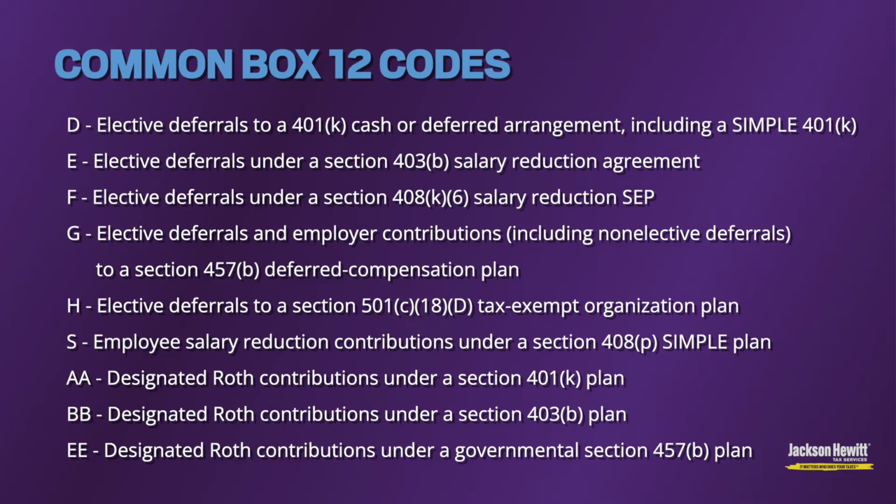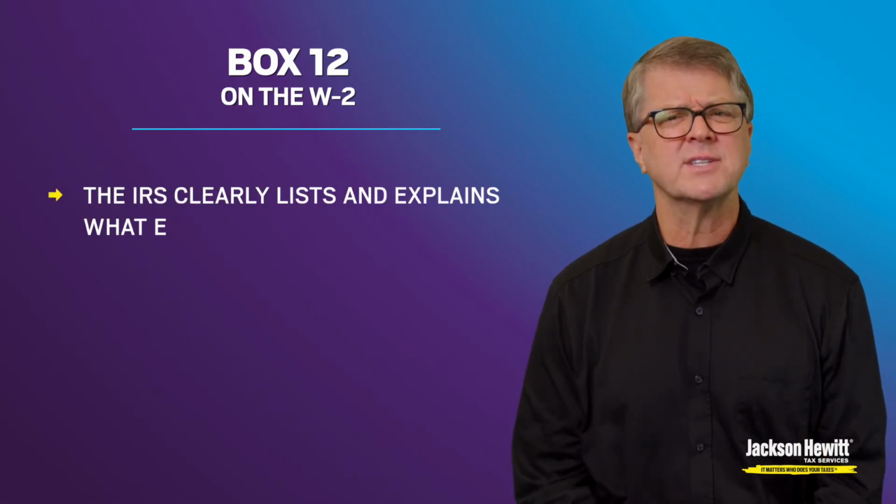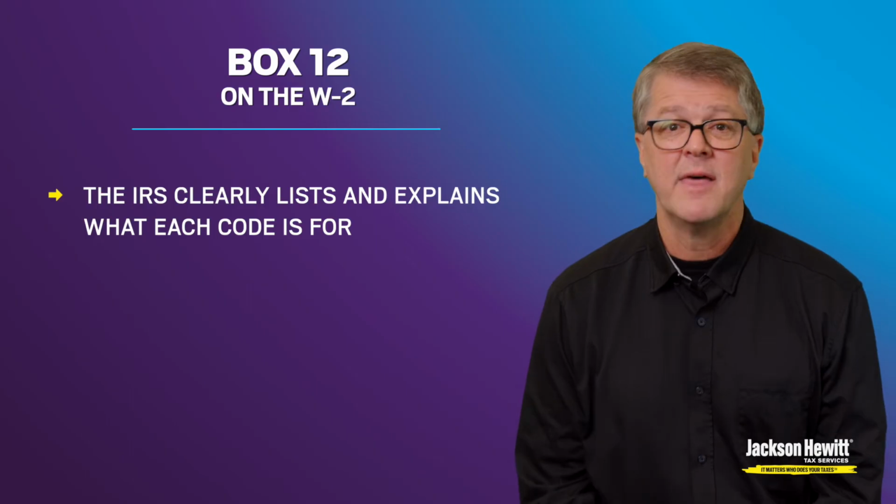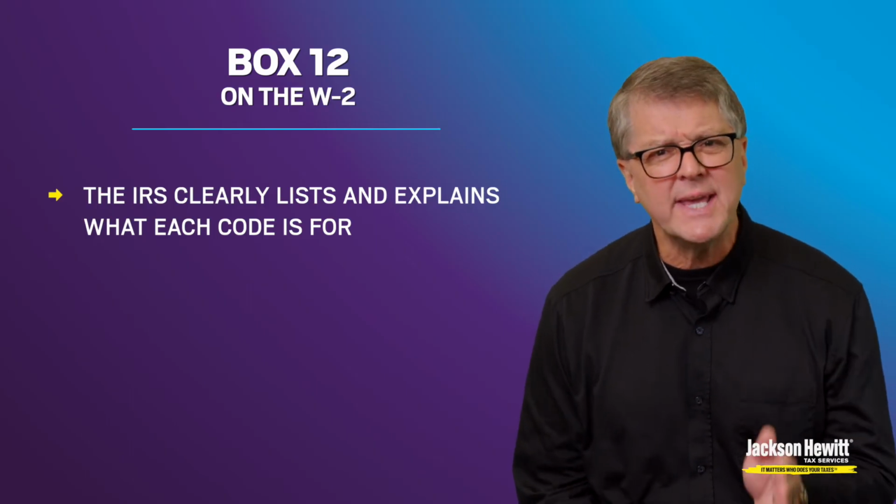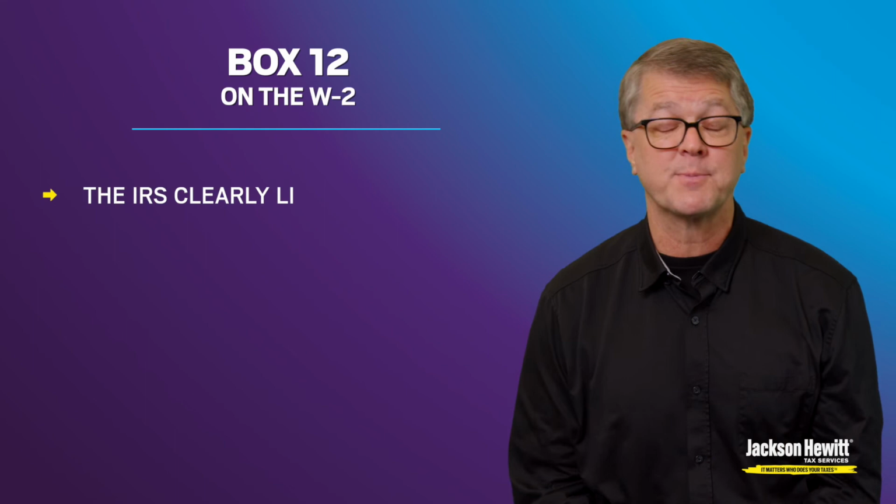AA represents Roth contributions and are for designated Roth contributions under a 401k plan. BB represents Roth contributions and are for designated Roth contributions under a 403b plan. EE represents Roth contributions and are designated Roth contributions under a governmental 457b plan, a tax-exempt organization's 457b, and they can't have a designated Roth account. While there are nearly 3 dozen codes available, don't stress out. The IRS clearly lists and explains what each one is for you and your tax pro to work through.